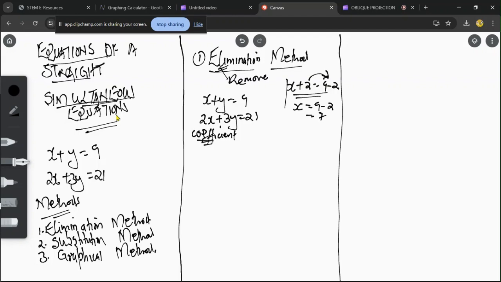The coefficient of x here is 2, the coefficient of y is 3, and here the coefficient of x is 1. So make the coefficient of x here the same as that. And how do I do that? I write my sum: x plus y is equal to 9, 2x plus 3y is equal to 21.